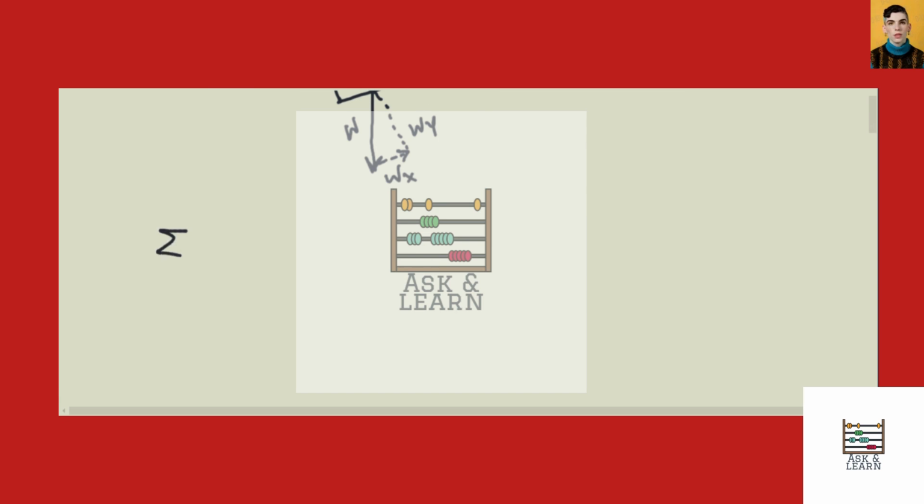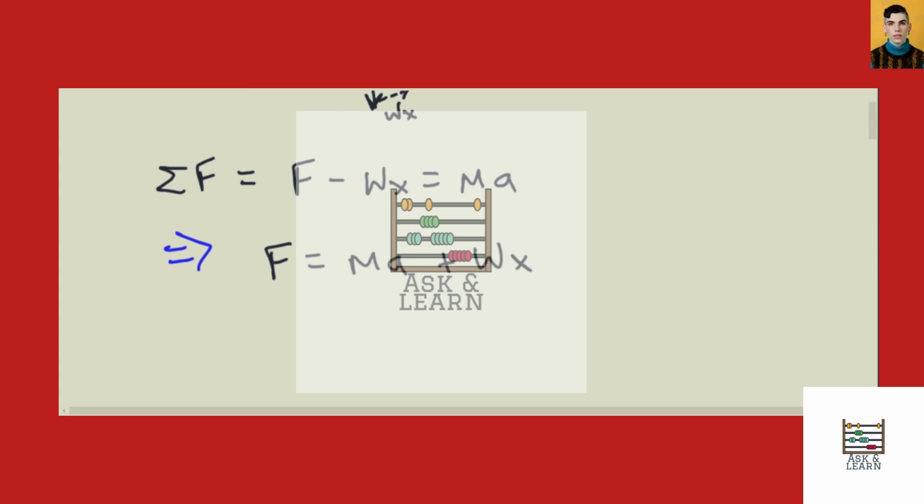So the sum of the forces in the x direction, we get the force of the engine minus the weight component of the car, which is equal to mass times acceleration. So solving for F, we get F equals ma plus Wx. In this equation, we don't know the acceleration of the car, and we need to find a value for the weight in the x direction.